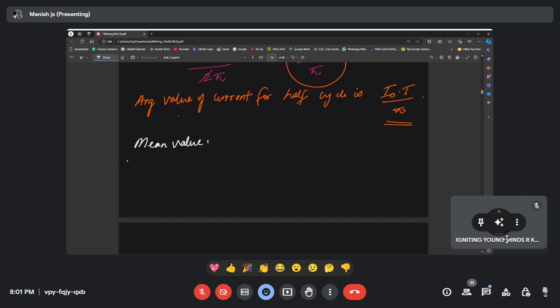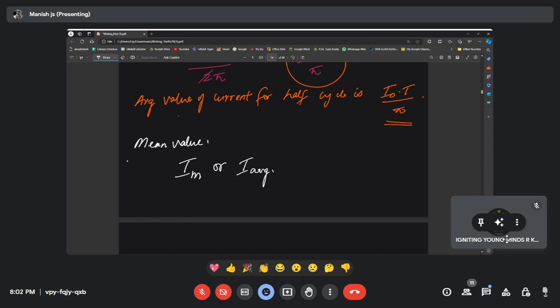Okay, so mean value, again very similar. It is also called as average. So mean value of current, we do it the same way only. Integration of I naught sine omega t, whatever it is, you do it the same way. So I'm giving you the direct expression here. So the mean value can be expressed as I mean, or say I average.